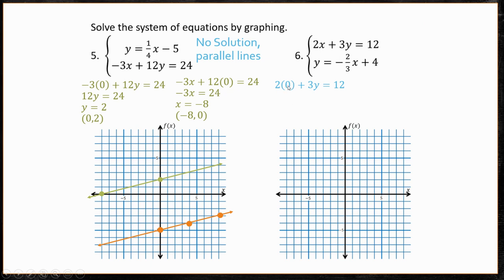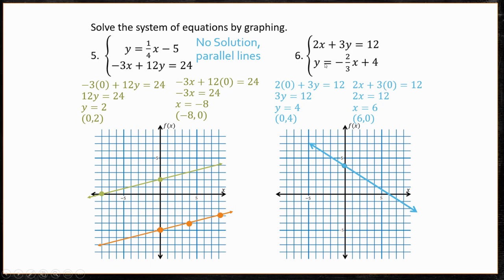So I'm going to put 0 in for x, which leaves us with 3y equals 12. Divide by 3, we get y equals 4. So I'm going to plot 0, 4. And then putting 0 in for y leaves us with 2x equals 12. Divide by 2, we get x equals 6. So I'm going to plot 6, 0, and connect those with a straight edge.